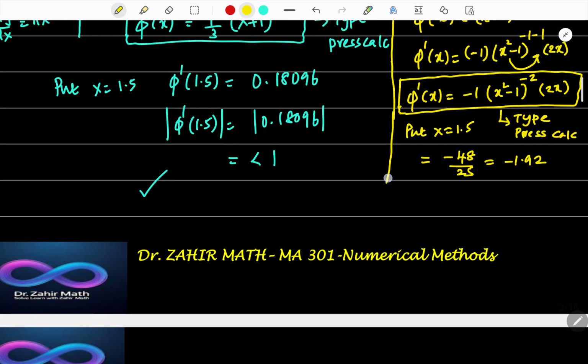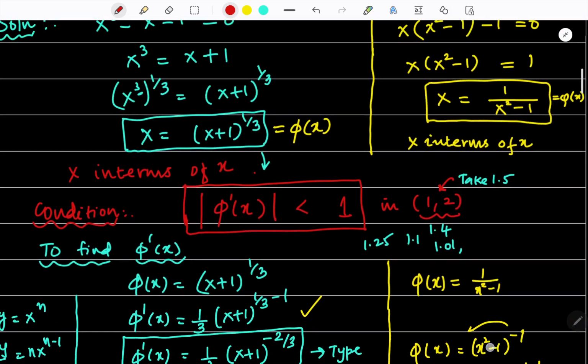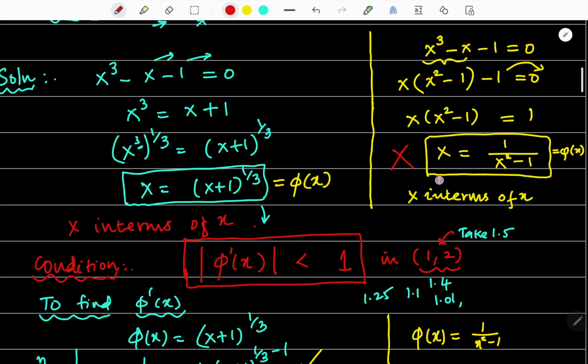Okay. Now what is the rule? The rule is absolute value of phi dash of 1.5 you are going to calculate. So what is absolute value of minus 1.92, which is equal to 1.92? Is it less than 1 or more than 1? This is more than 1. So this phi of x is not allowed. This is the condition. Understood, everybody?